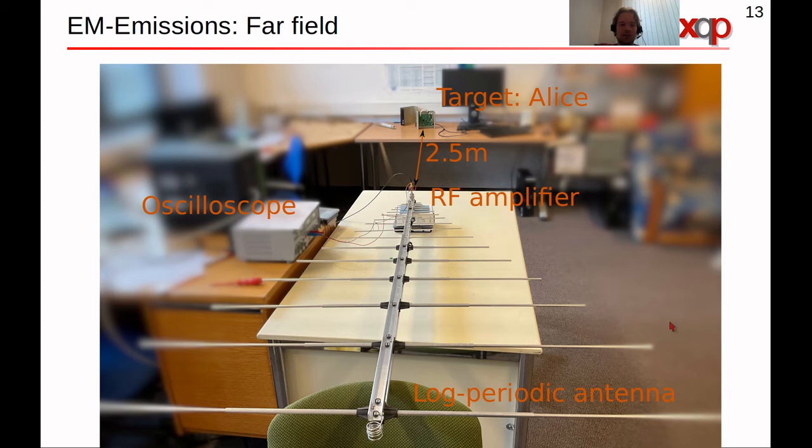Finally, I want to also mention our attempts to measure in the far field. We have a log periodic antenna, and at a distance of 2.5 meters from the device, we tried to reproduce all of the measurements you saw previously. We were not successful in getting information about the secret key from this distance.